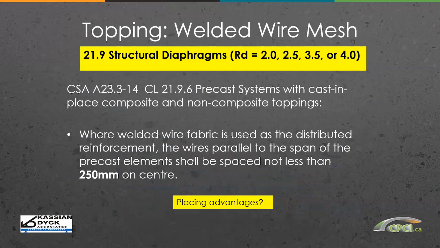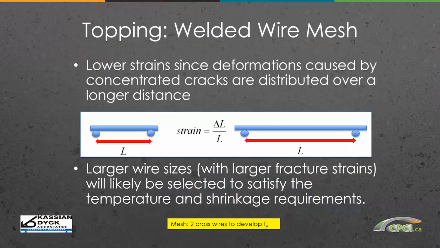Using the wider spacing of the wires helps with potentially walking in the mesh anyway, so that could have some potential placing advantages. But the real reason it was done is due to the required elongation or strain with respect to using mesh for reinforcing.